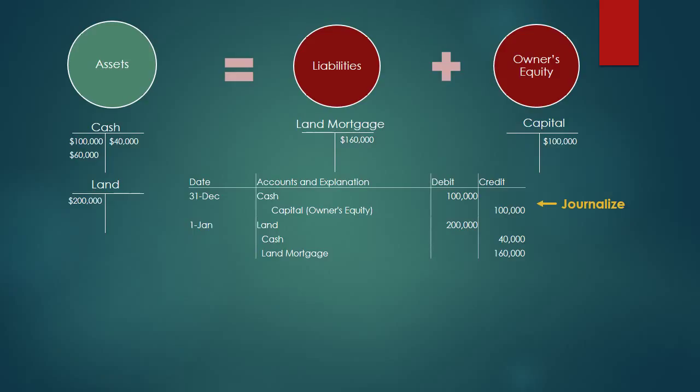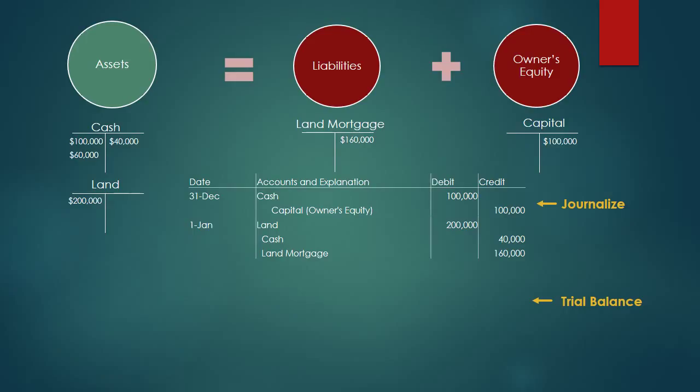Now you'll see down in the journal, I've added that transaction journalized. We have a $200,000 debit on the land side, a $40,000 credit on the cash side, and a $160,000 credit for the land mortgage. 160 plus 40 equals 200, and 200 for the land.